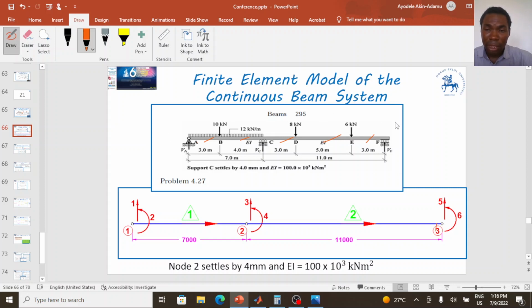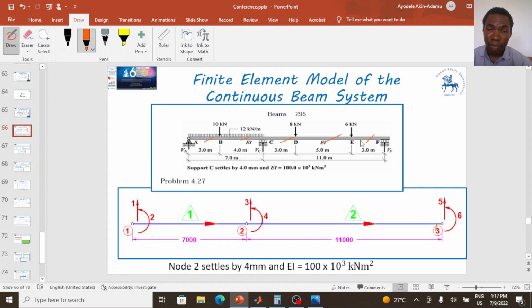I can decide to define the finite element model for this problem using 5 finite elements, but doing that makes the calculation very cumbersome, very difficult. So instead of dividing this problem into 5 finite elements, I can just decide to consider the part between supports as my finite element. I'm not using the salient point, that is the point of application of load, to divide my finite element. I'm only considering my point of support.